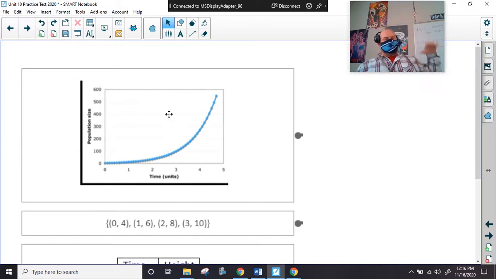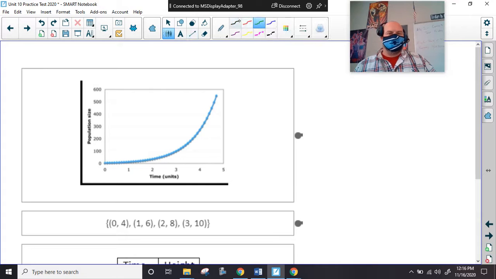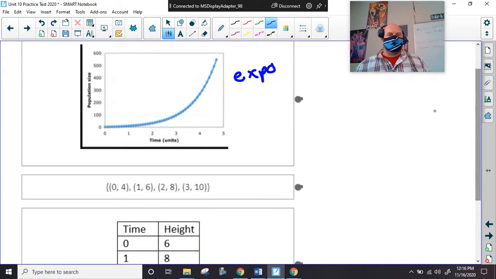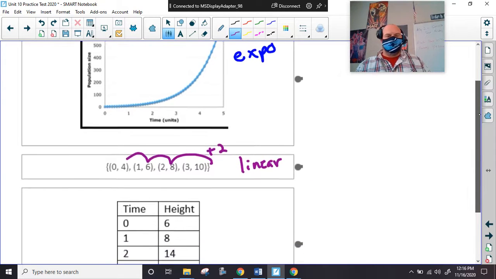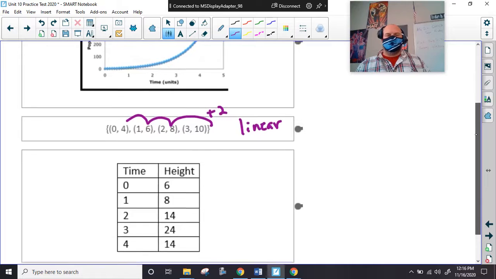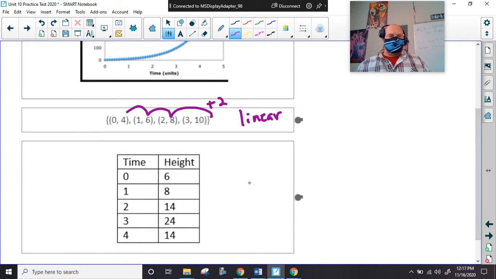Now, this one was a little long, so I did the first question on a couple of different slides. All right. This makes a ramp. It makes a ramp. This is exponential. Looks like I'm adding 2, so this one would be linear. All right. Have to look close. These two start to repeat. These are quadratic, or this one is.